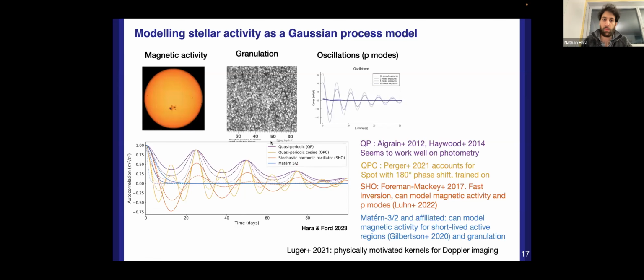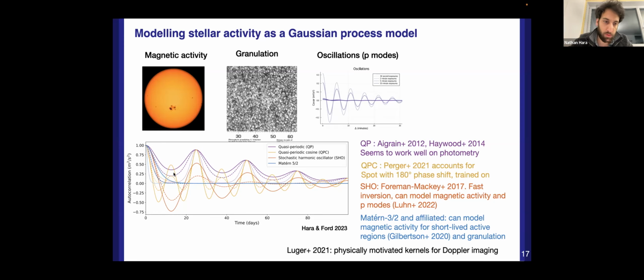Now we have several types of stellar noise that we want to model: the effect of spots and faculae, the granulation signal, and the oscillation signals, the P modes, which for extreme precision radial velocity is not negligible. Several kernels have been proposed, for example the quasi-periodic one, which you see in purple here, or the quasi-periodic cosine in yellow.